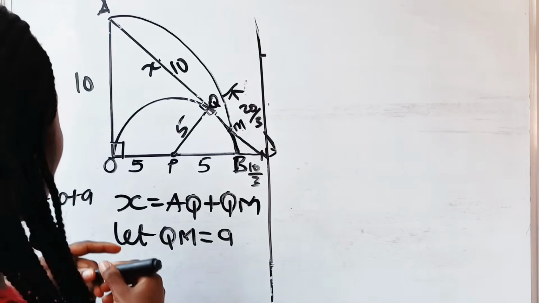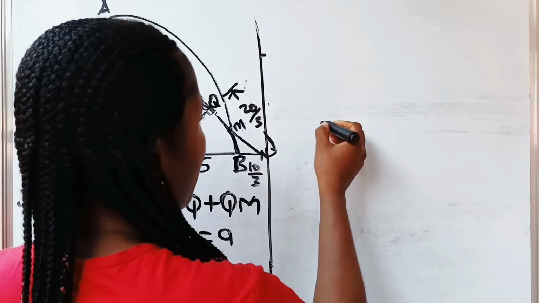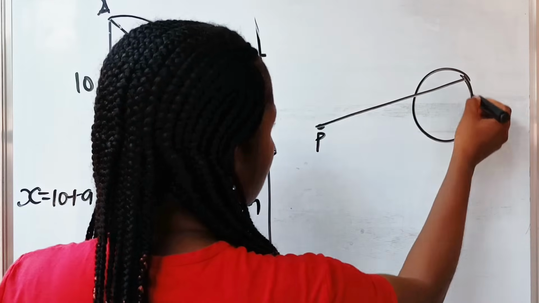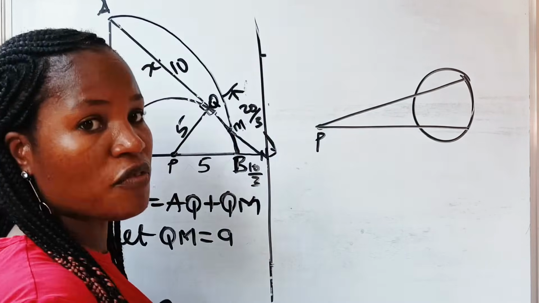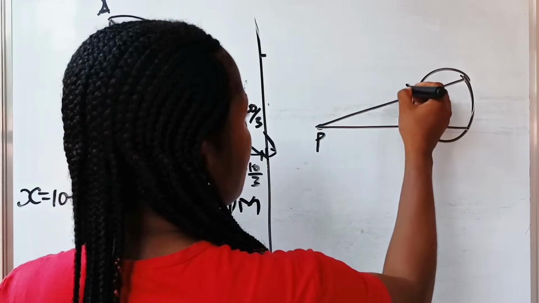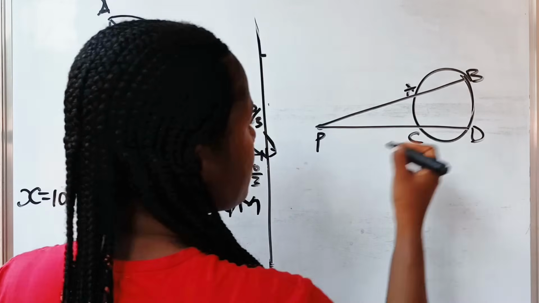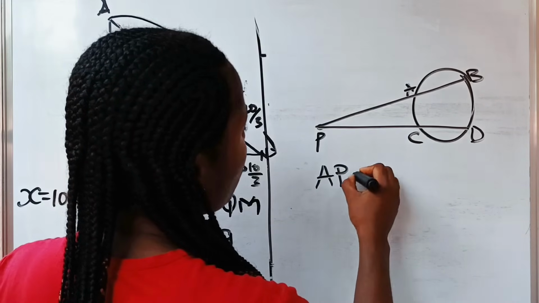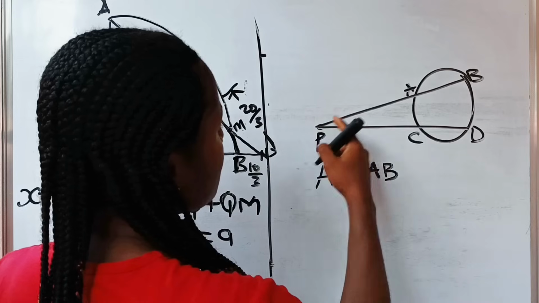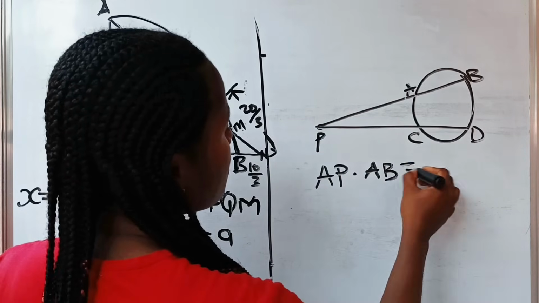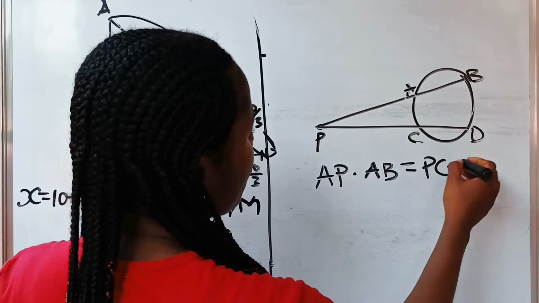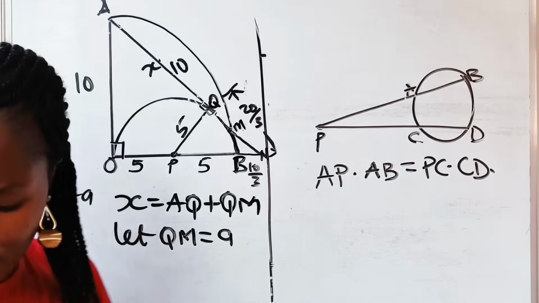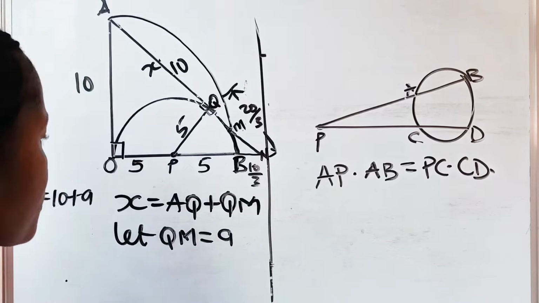Now look at this. Remember that if you have an external point P and you have a circle, and this external point touches the inner part of the circle in 2 different places. If we call these places A, B, C, and D, note that AP multiplied by AB is equal to PC multiplied by CD. Now how does that help us to get our mn? You are going to see right now.